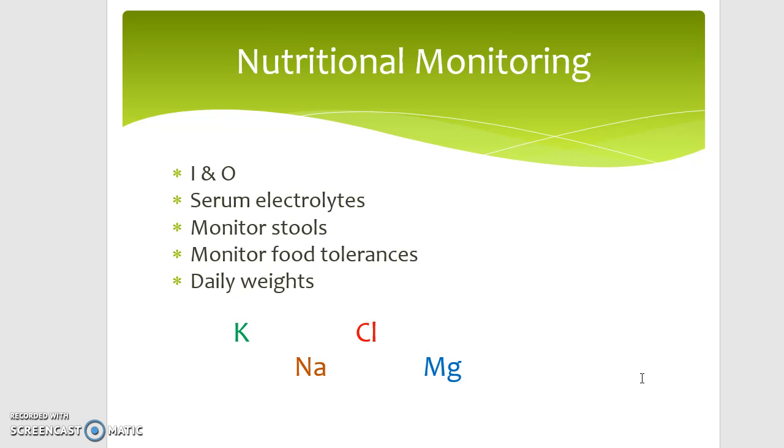Nutritional monitoring includes I&O, serum electrolytes, monitoring the stools for consistency, color, and quantity, food tolerances, daily weights, and these are some of the electrolytes: potassium, sodium, chloride, magnesium, that would be monitored.